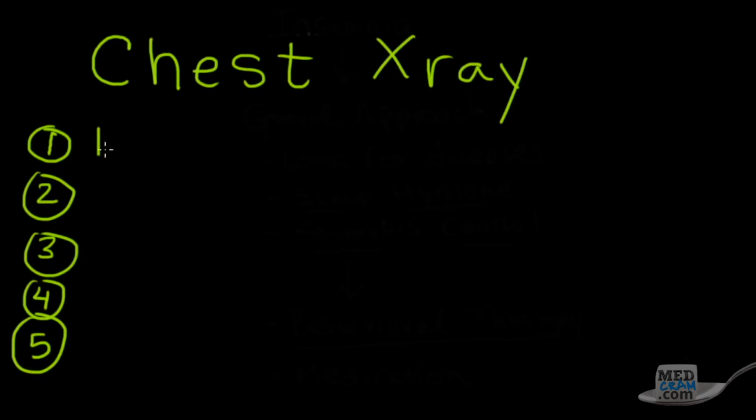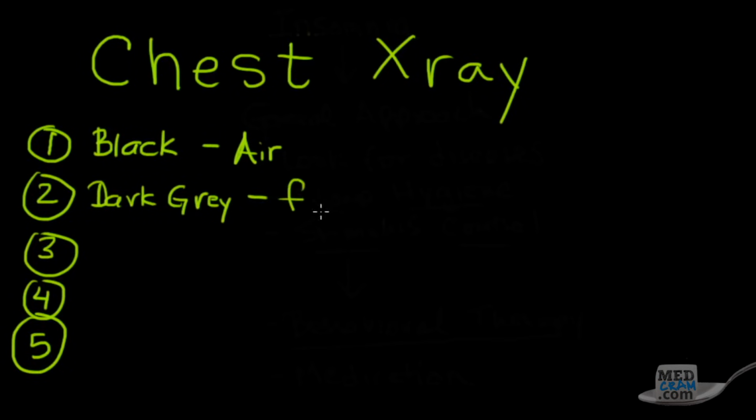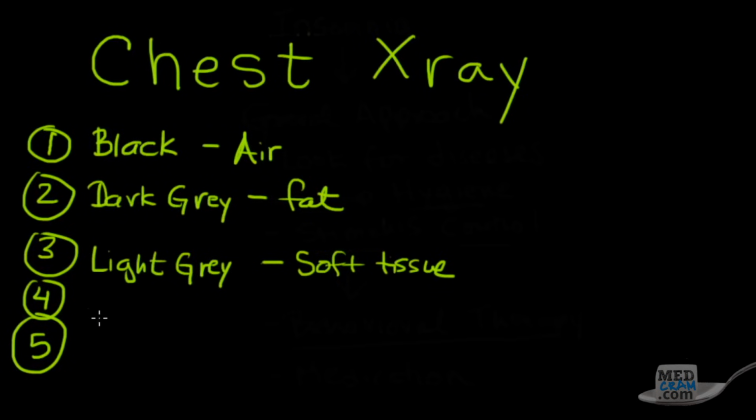Going from black, this represents basically air. So things that are air density on the chest x-ray are going to appear black. Things that are dark gray, that's usually subcutaneous tissue or fat. 3, you'll kind of see light gray. And that's usually soft tissues like the heart, blood vessels, things of that nature. 4 is going to be just off-white, and this is going to be bone. So ribs, clavicle, things of that nature.